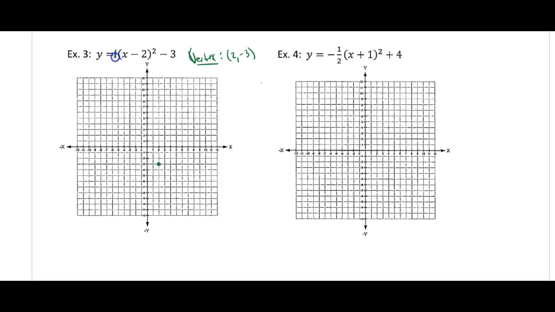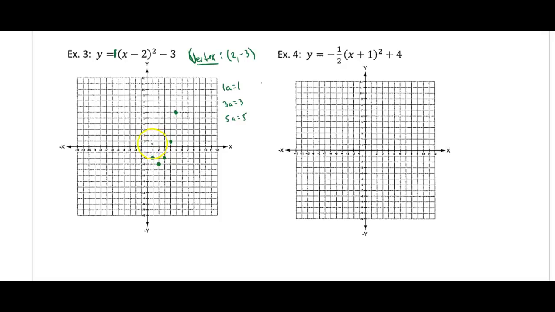Now, A right now is 1. So 1A is 1, 3A is 3, 5A is 5. So my steps, it's always over and then up or down. So in this case, since A is positive, we're going to go over 1, up 1. Next step is going to be over 1, up 1, 2, 3. And the next step would be over 1, up 1, 2, 3, 4, 5.